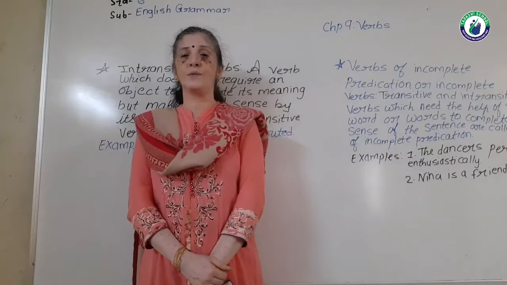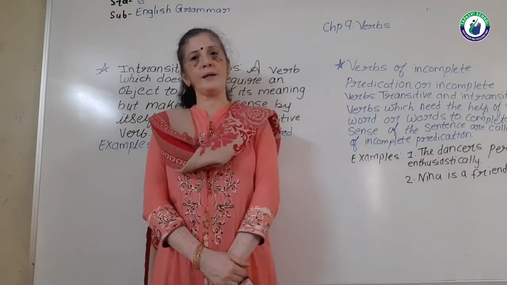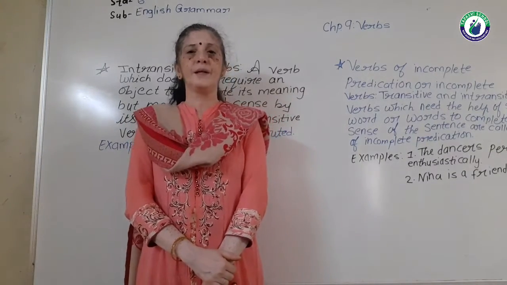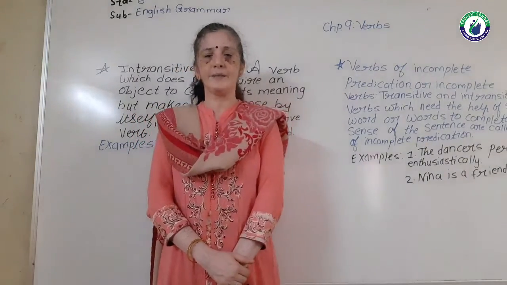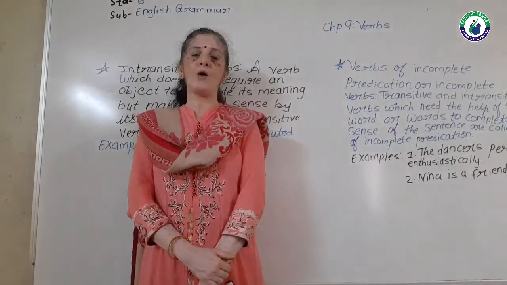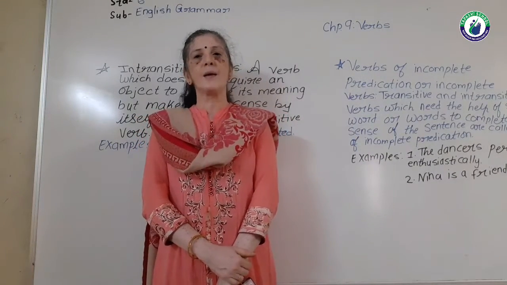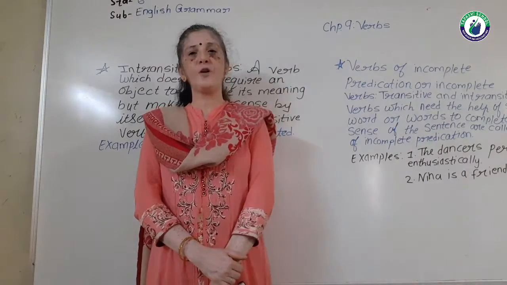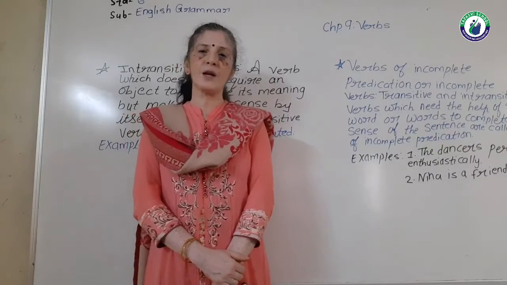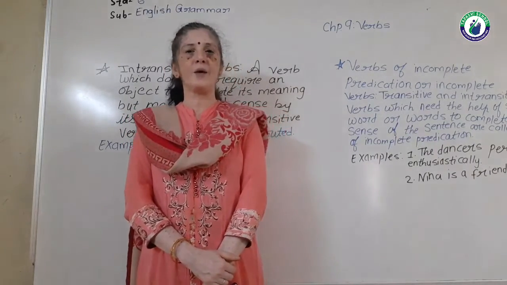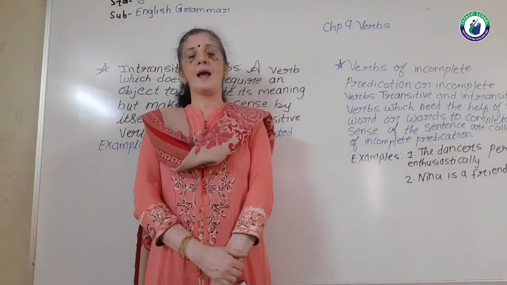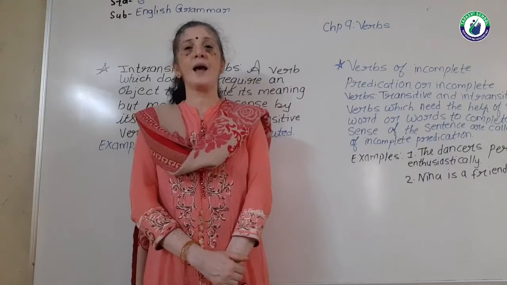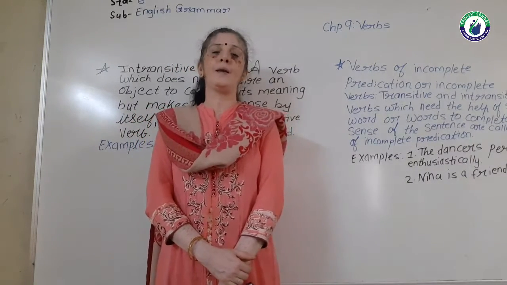Now have forms: has, have and had. And do forms: that is do, does and did. So there are three types of auxiliary or helping verbs: be form, have form and do form. Be forms are is, are, am, was, were, will be, shall be. Have forms are have, has and had. And do forms are do, does and did. Right? And why are they called helping verbs?